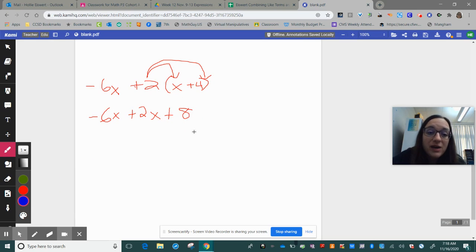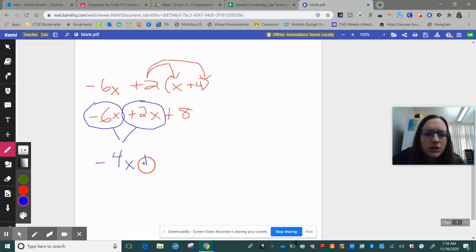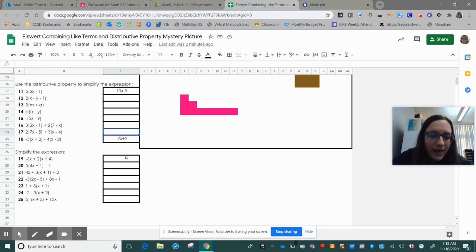From there, then we're adding and subtracting. We combine our like terms. We have a negative 6 and a positive 2. Those are different signs, so we subtract the values. 6 minus 2 gives us a 4x. Who wins the sign battle? 6, so it's a negative 4x. And this plus 8 just tags along. Negative 4x plus 8. Let's see what we get. I'm so excited.